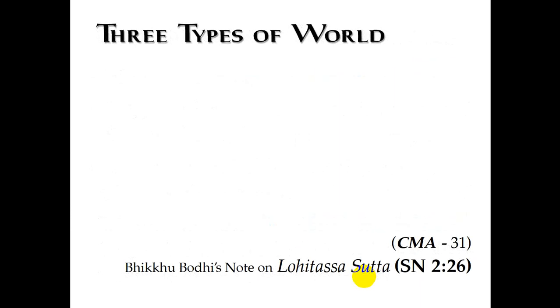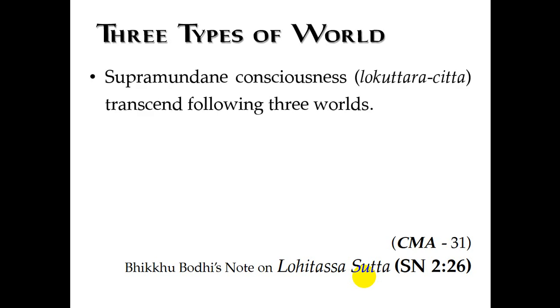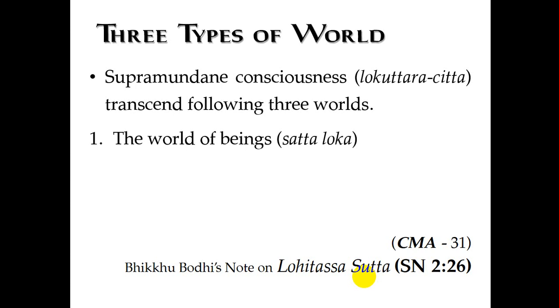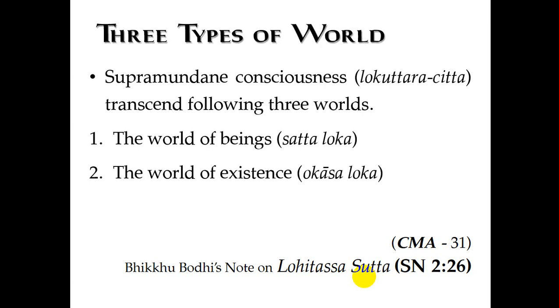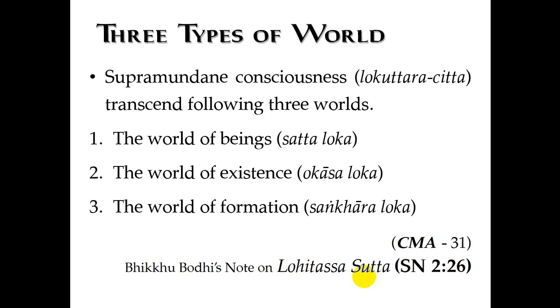To learn that, we have three types of worlds. Supramundane consciousness is another definition. We can explain it in this way as well. Supramundane consciousness transcends the following three worlds. Number one, the world of beings, sattaloka. Actually, the moment you attain this type of consciousness, there are no sentient beings, no beings, right? Number two, the world of existence. These supramundane consciousnesses go beyond the sphere of existence, the three types of existence. Number three, the world of formation, sankhara loka.